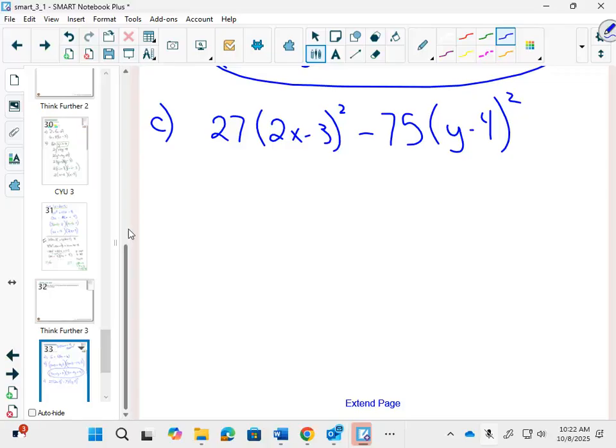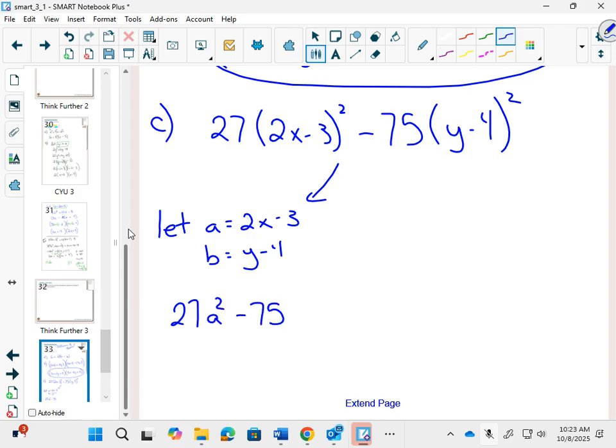Some of us are able to deal with busyness, and some of us don't like the busyness. Okay? So for those that don't like the busyness, there's a way you can make it easier. Let's just make it less busy. I'm going to let A equal the 2x minus 3 and B equal to y minus 4. If I do that substitution, do you see my question is now 27a squared minus 75b squared. Does that feel less busy?